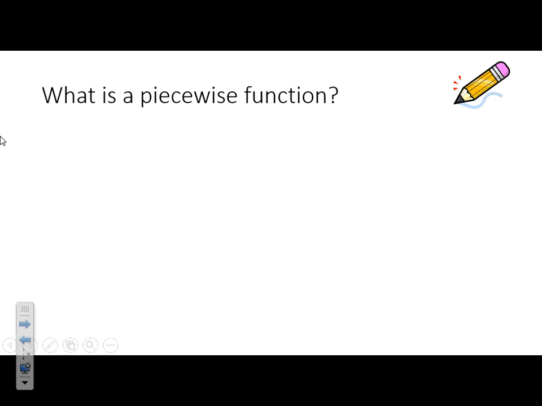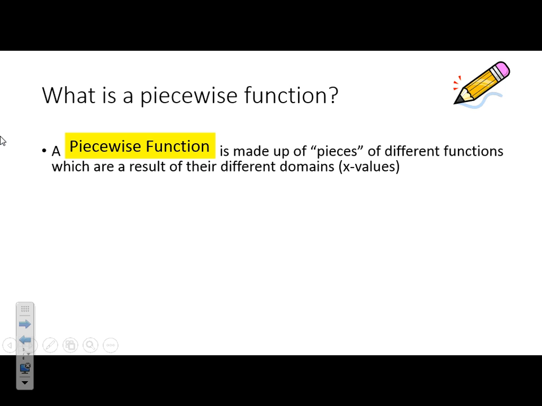Now, what is a piecewise function? We've talked about this before. We're just going to repeat ourselves a little bit. A piecewise function is made up of pieces of different functions which are a result of their different domains. That's going to be really important when we're graphing. Our x values are going to determine where our graph is going to go and how far our graph will go.